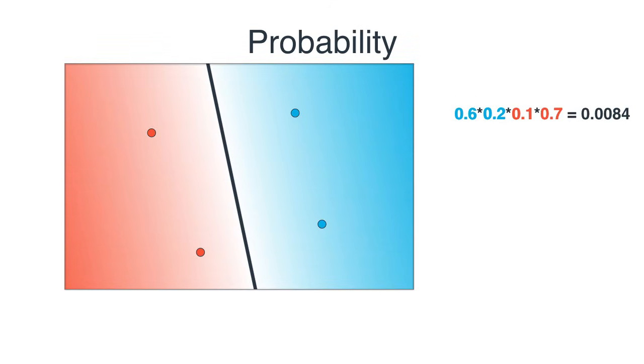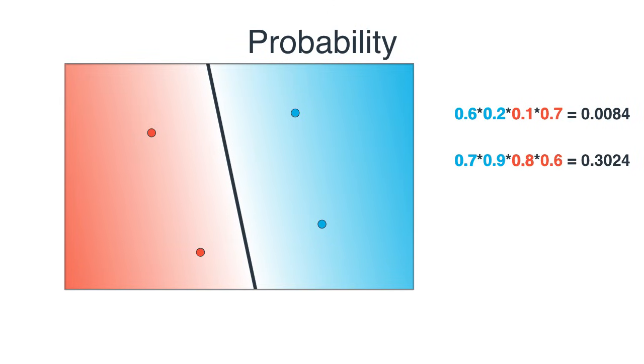Now let's look at this arrangement. This arrangement seems a little better. What are the probabilities that these points are of those colors? Well, the 2 points on the left are red and are well into the red area, so let's just say the probabilities are 0.8 and 0.6. And the points on the right are colored blue, and well into the blue area, so the probabilities are 0.7 and 0.9. And so the probability that these 4 points are of those colors is the product of the 4 probabilities.